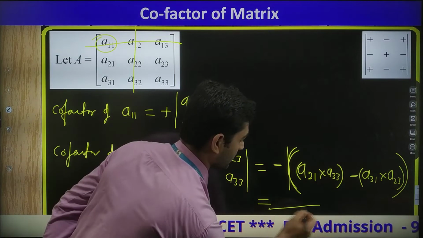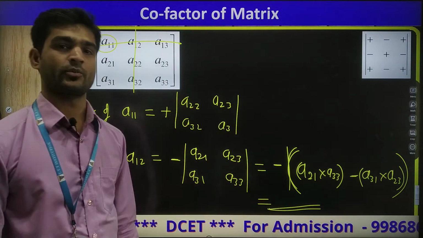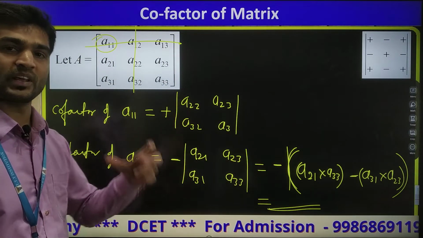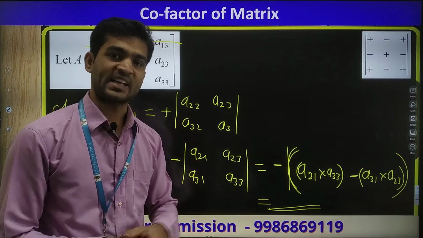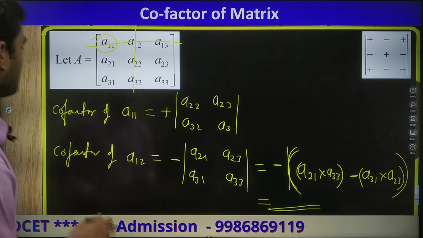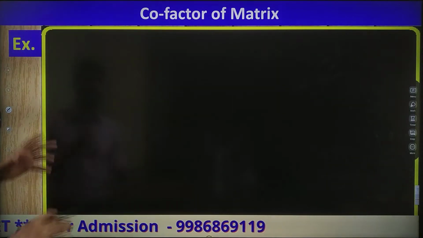By simplification we can get a value. So this is the procedure I have explained till now. This is how to obtain the minor as well as the cofactor. This is the procedure. Next, let me take one example.